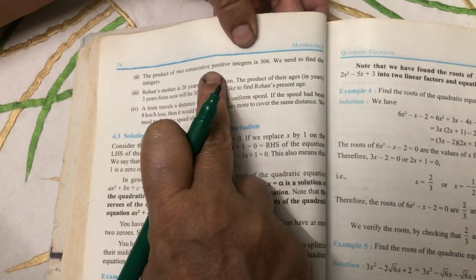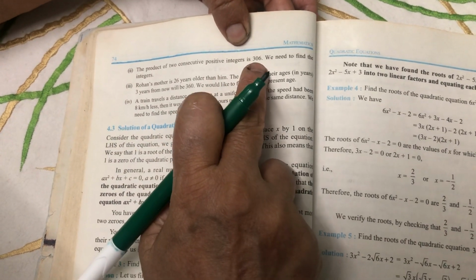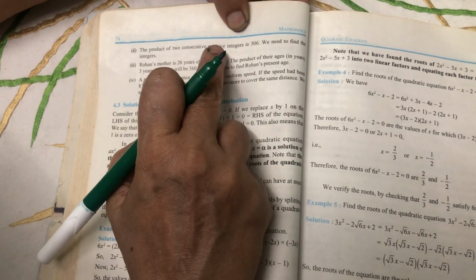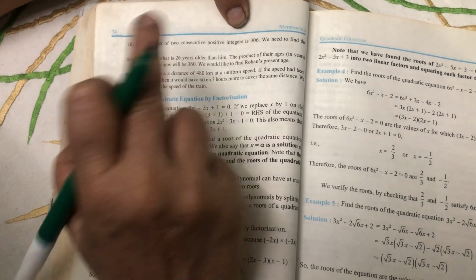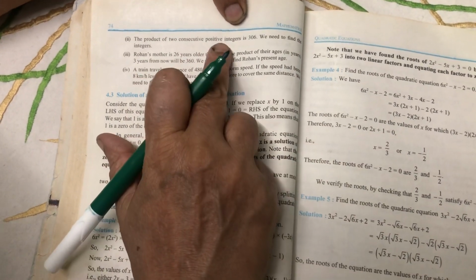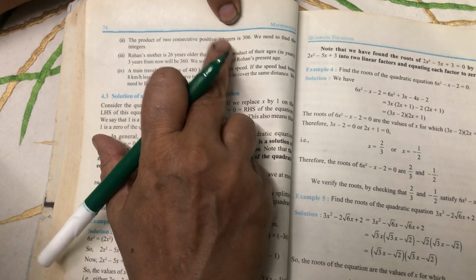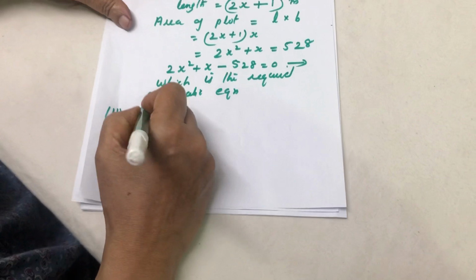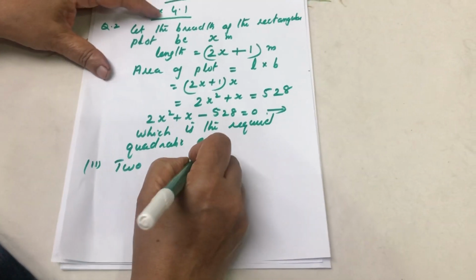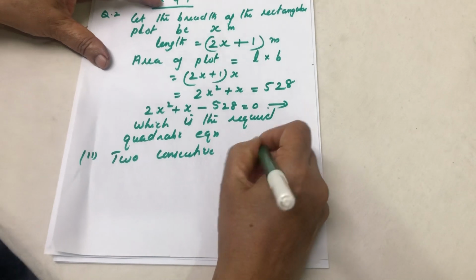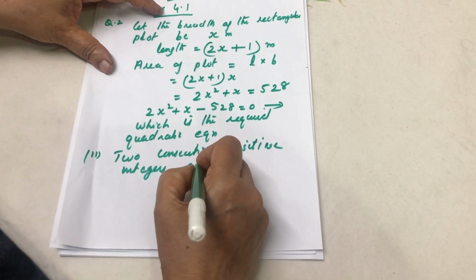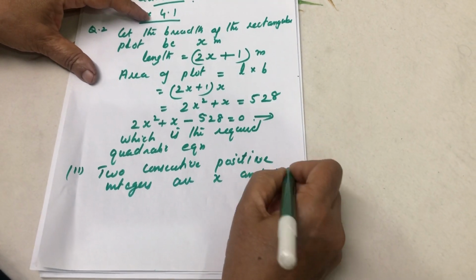Second. The product of two consecutive positive integers is 306. We need to find out the integers. Two consecutive positive integers means one after the other. Suppose one positive integer you take as x, the next integer is x plus 1. The product is 306. Therefore, two consecutive positive integers are x and x plus 1.